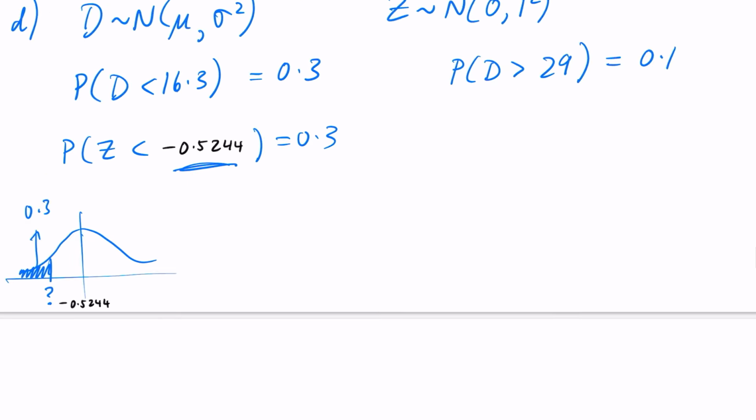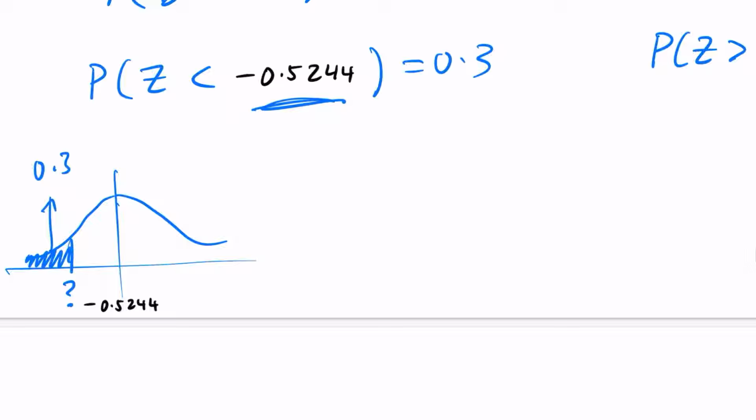Okay, and then for the other part, I'm going to be doing the same thing. The probability that Z is greater than something is 0.1. I can use this same diagram over here if I wanted to. So I'm now saying it's greater than something where the area is going to be 0.1. What is that value? So you could, if you wanted to, say that the area to the left is 0.9, or you could switch it around and say that it would be 0.1 on there.